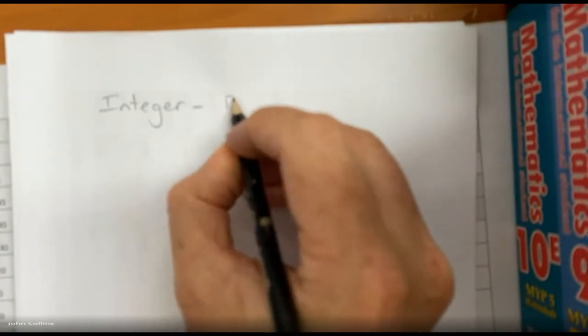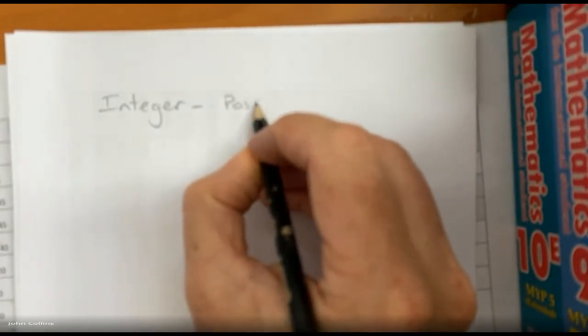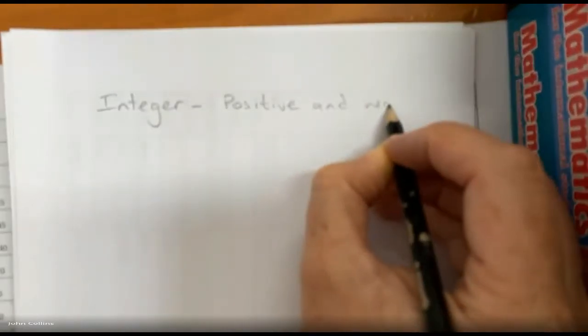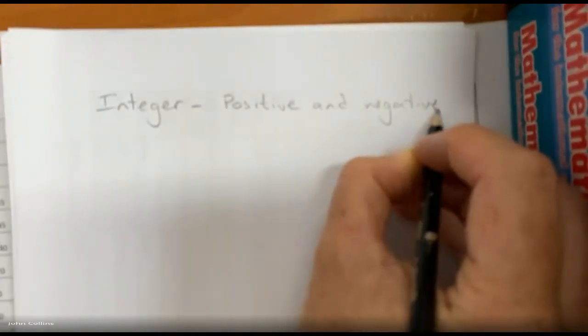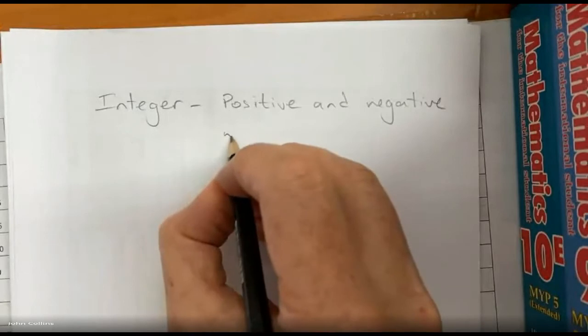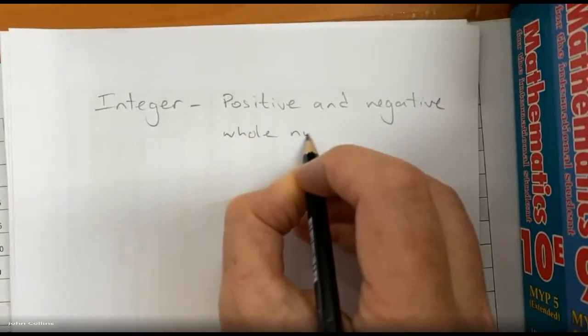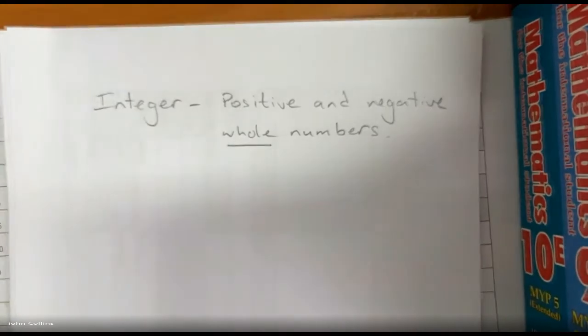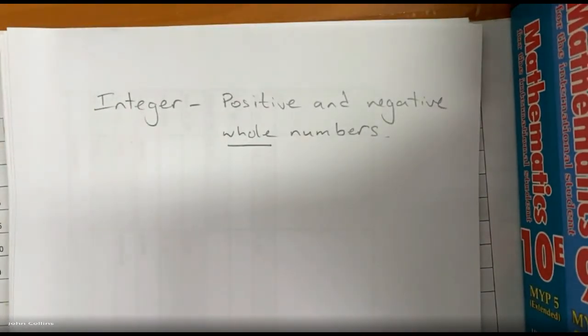Integer: all positive and negative numbers. Okay, so they have to be whole numbers. So there's no decimals in there, no fractions in there, just positive and negative whole numbers.